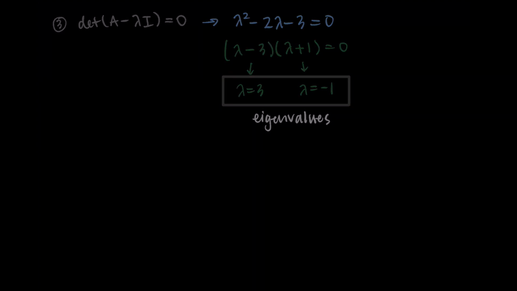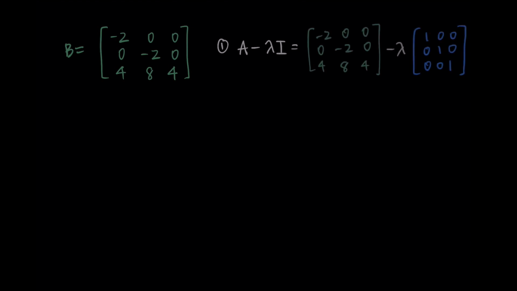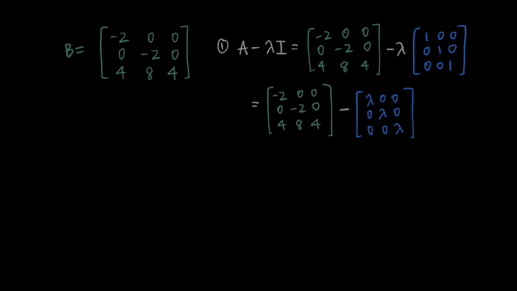Let's do this again with matrix B. So I've written here that we're finding A minus lambda I, but it's really B minus lambda I. So I'm writing my B matrix here, and then I subtract lambda times the identity. That lambda gets distributed into the identity, so it's just lambdas on the diagonal. And then I combine the matrices.